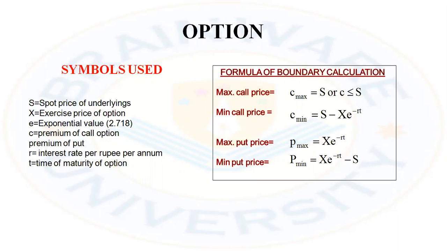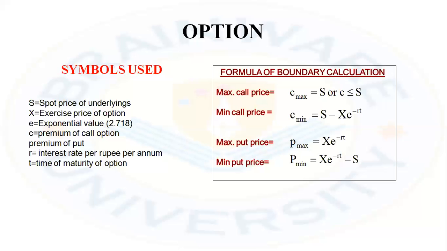We know that two types of options are there, European options and American options. In case of American options, you can settle at any time before the option is matured, but in case of European option, it can be settled only on the date of maturity. So, the spot price of the underlying asset will be the spot price on the date of settlement. Next one is X.